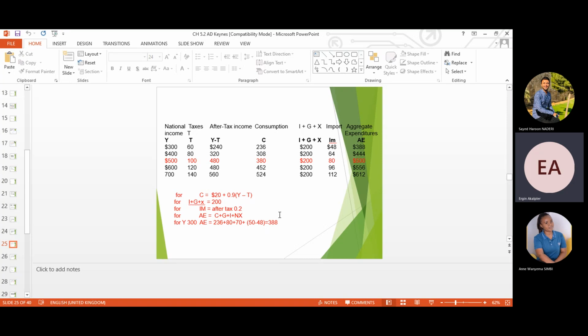Then you will have for the 400, 444, for 500, 500, or 600. Aggregate expense will be 556, and for 700 you have 612. When you are looking at this given table, you definitely understand that the equilibrium is realized where the national income is equalized to aggregate expenditure, and it is 500. That's why I redline this.